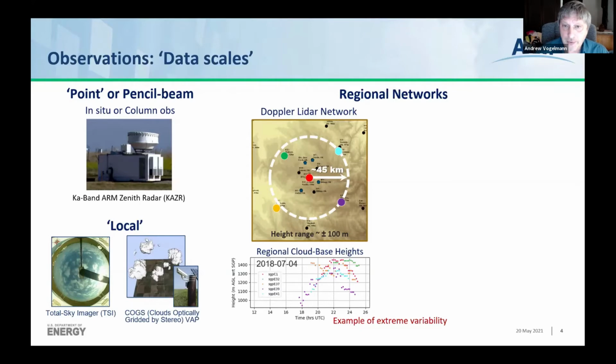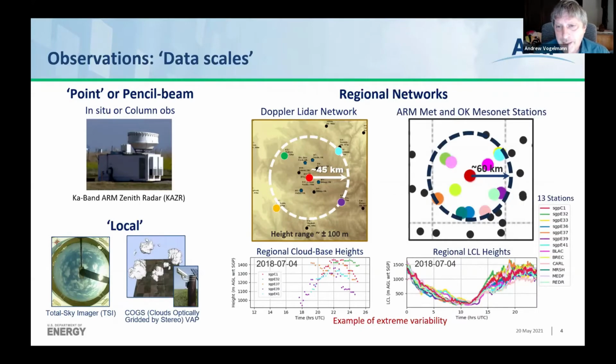The last regional network is our MET stations, both from ARM and the Oklahoma Mesonet. We basically use things within a 60-kilometer radius around the central facility, which is the red dot in the center. We use them to, for instance, compute things like lifting condensation level heights, as shown in the plot. Again, this is for the same day. So this is an example of extreme variability, where the standard deviations would account for this regional variability. Now you have an idea of what the different observational scales look like.